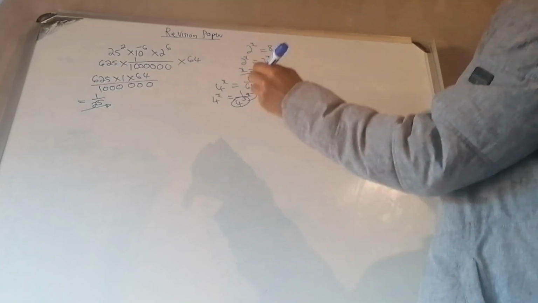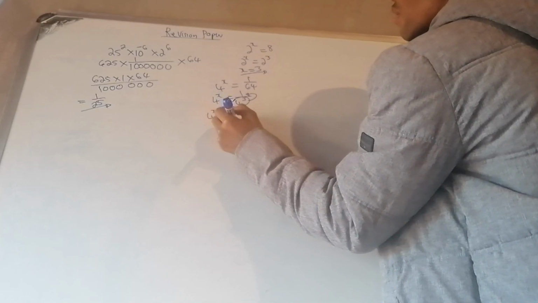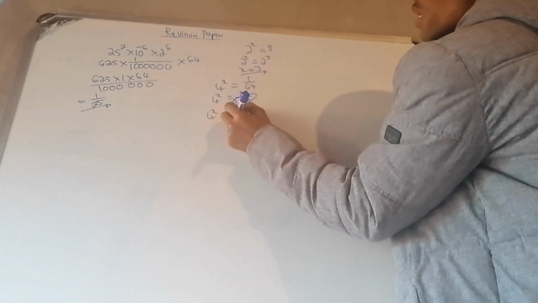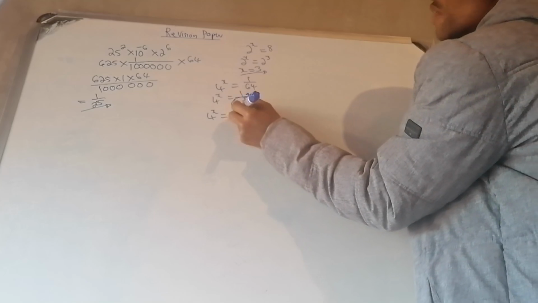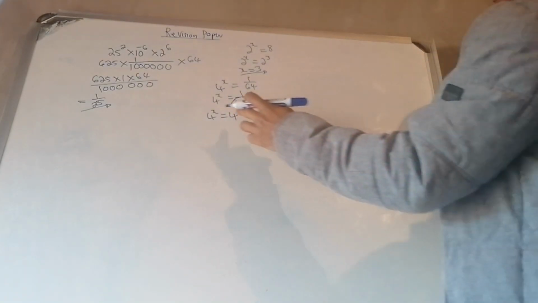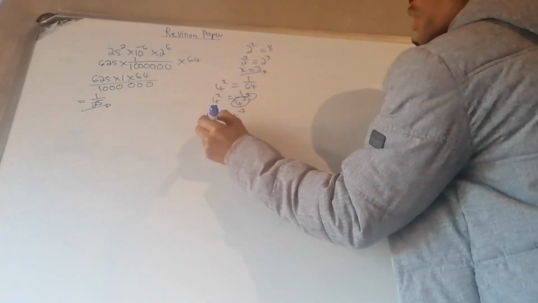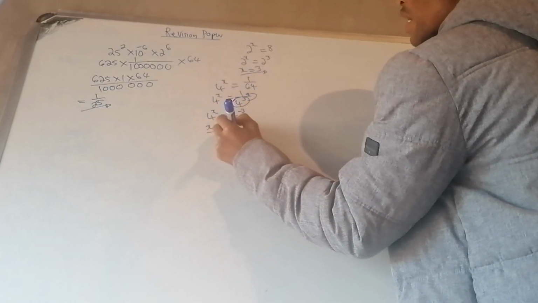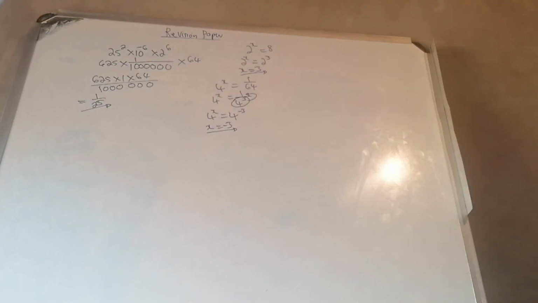Now when I bring it to the top, what do I do? I write 4 exponent x. When I take it to the top, the exponent becomes negative. And then when the bases are the same, you equate the exponents. x equals minus 3. And then you are done.